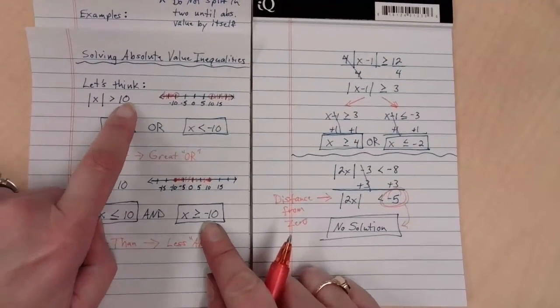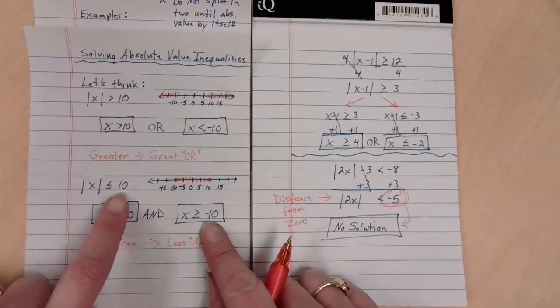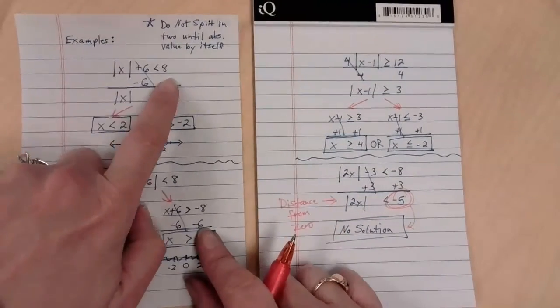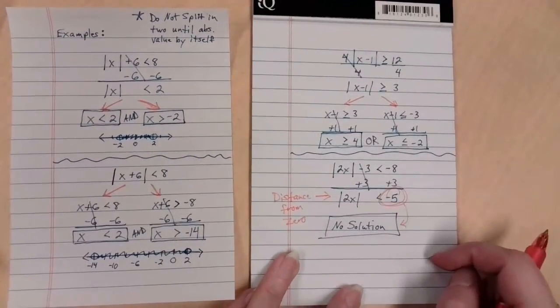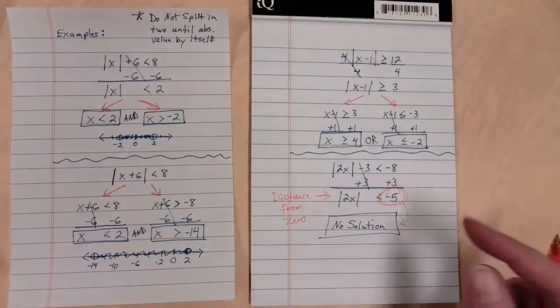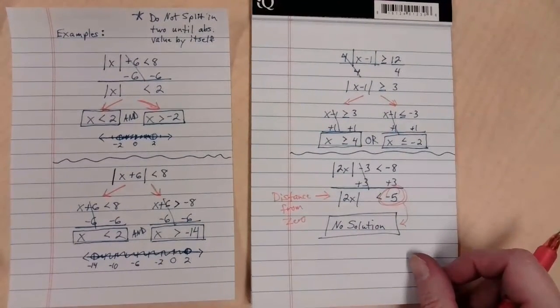Absolute value greater than 10, positive. Absolute value less than 10, positive. Positive, positive, positive, negative. That's how I know it's going to have no solution. I can't continue. I can't be a negative distance away.